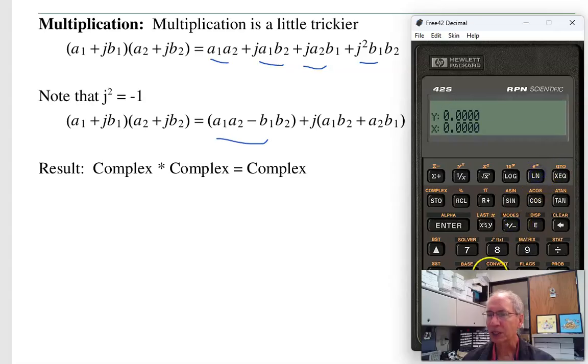Go back to rectangular. We take 4 plus j5, 6 plus j7. Multiply these. The real part will be 4 times 6 minus 5 times 7. The complex part will be 4 times 7 plus 6 times 5. HP has been pretty well debugged. Answer is minus 11 plus j58. Net result, complex times complex is complex.